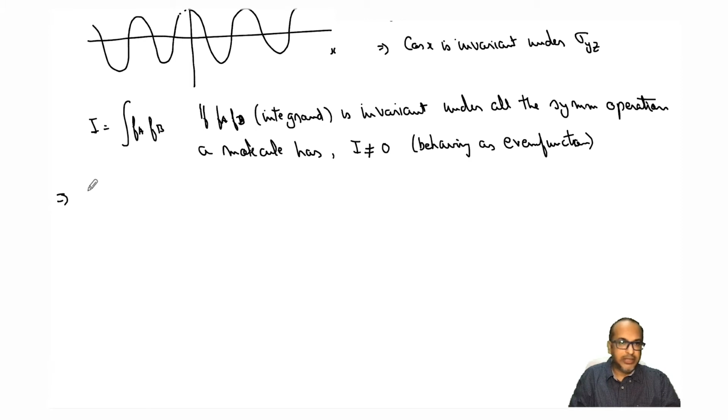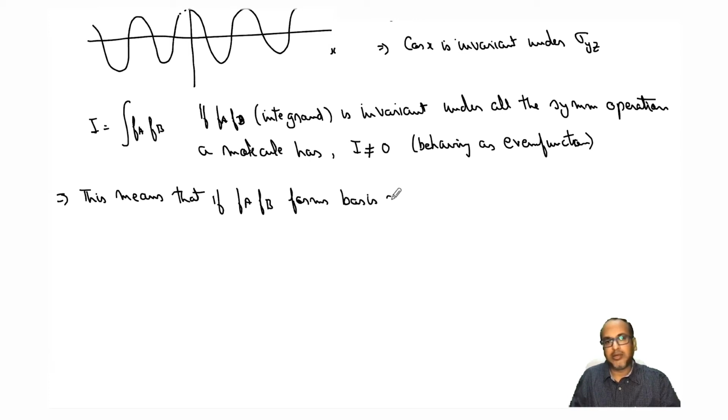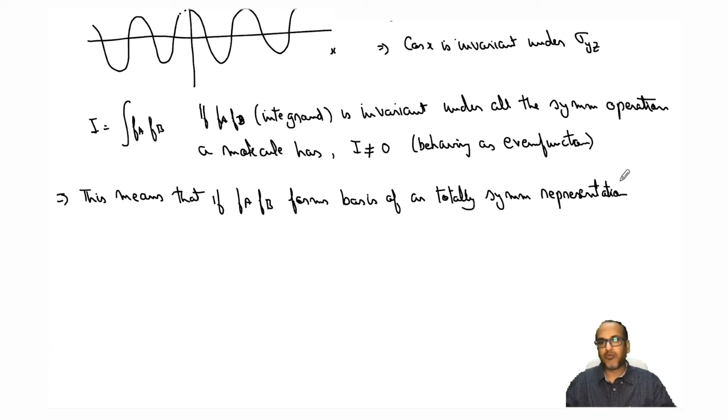So what does it imply? This means that if this product fa fb forms the basis of a totally symmetric representation, and we know what a totally symmetric representation is, it carries 1 under all the symmetry operations, then the product, the integrand here, is invariant under all the symmetry operations, and then the integral I will not be equal to 0.